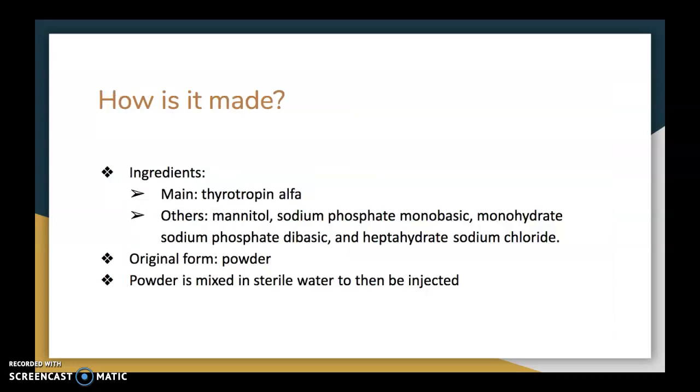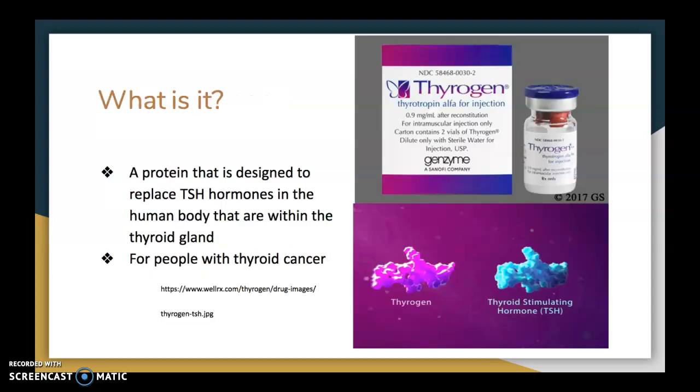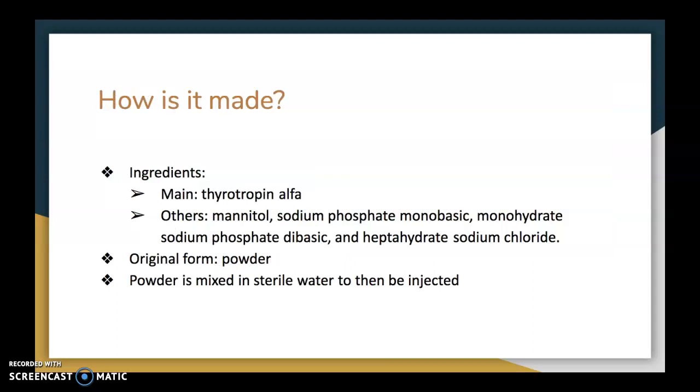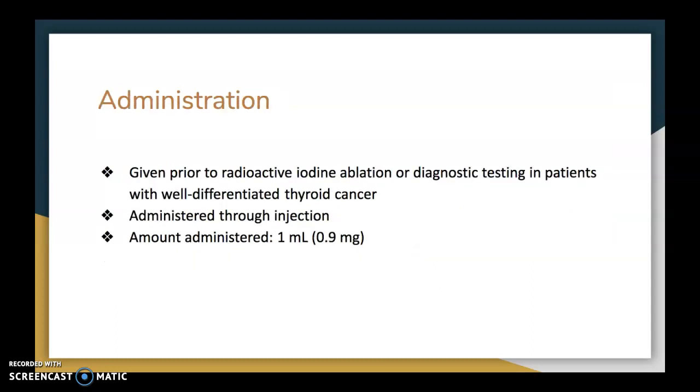So Thyrogen has a couple main ingredients, but the most important one is the thyrotropin alpha. Then there's also mannitol, sodium phosphate monobasic monohydrate, sodium phosphate dibasic heptahydrate, and sodium chloride. Its original form is a powder, as you can see in that previous picture. In that bottle, there's just some powder, and that powder is mixed into a sterile water solution, which is then injected into a patient.